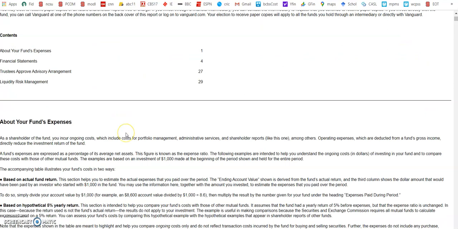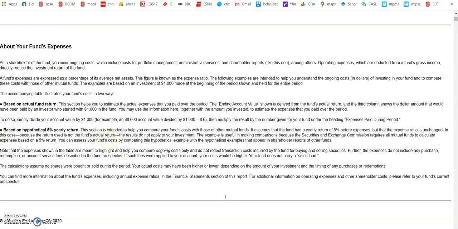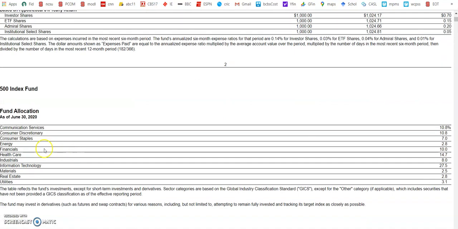They'll give you some information about their expenses, which is useful to know. Then they give you an estimate of what the return would have been and how much expenses you would have paid. It gives investors an easy-to-understand way to figure out, I invested in this fund, how much did it cost me?